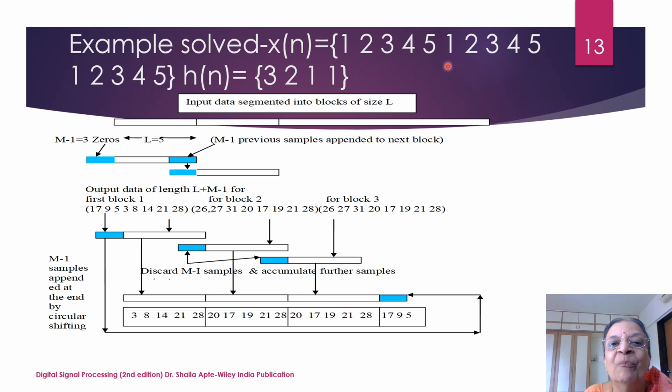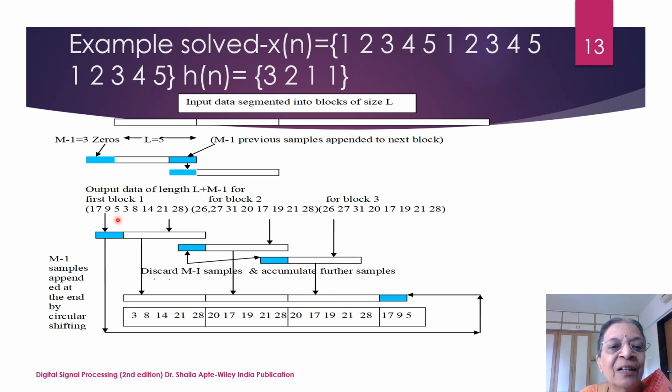So here is the example. Again, I am considering the same sequence 1, 2, 3, 4, 5, 1, 2, 3, 4, 5, and 1, 2, 3, 4, 5. h(n) is again 3, 2, 1, 1. How do I consider this sequence? I will consider 1, 2, 3, 4, 5 as the signal values, and first M minus 1, that is 3 zeros, will be appended at the start. In the second case, 1, 2, 3, 4, 5 will be there, and the last 3, 4, 5 will be appended at the start. Same thing will happen for the next blocks.